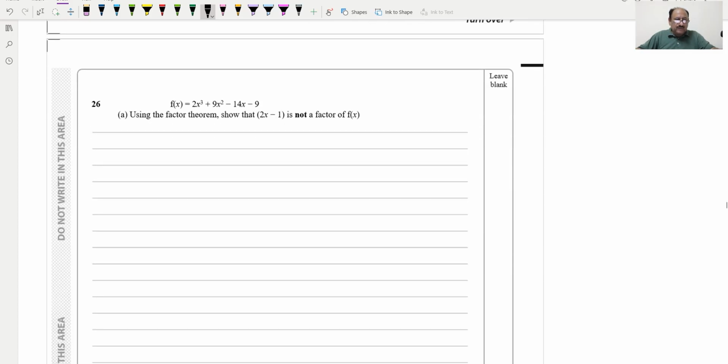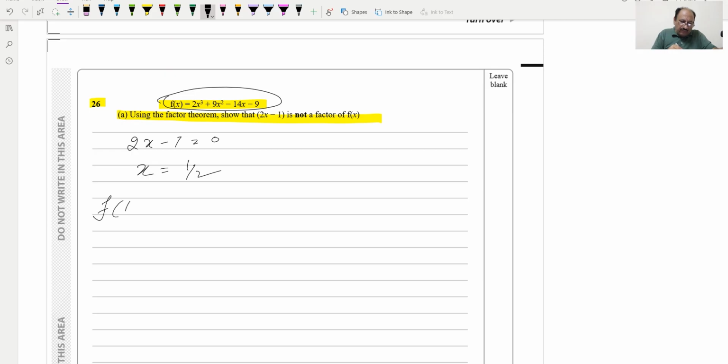We are done with this. Now question number 26. Question 26 says this is f of x, using factor theorem, show that 2x minus 1 is not a factor of f of x. By factor theorem, you know what we are doing. To check this, 2x minus 1 is equal to 0, and we will find the value. x will be equal to 1 by 2, and if f of 1 by 2 is equal to 0, then it will be a factor, otherwise it will not be a factor.